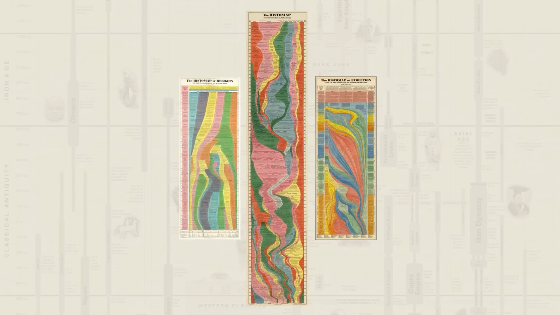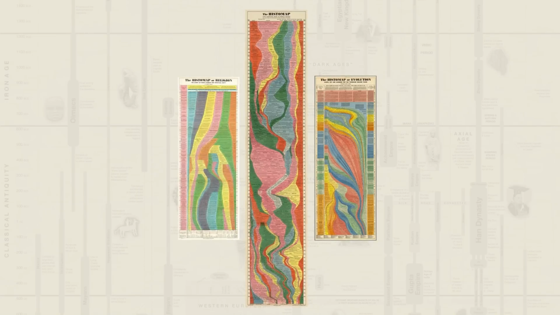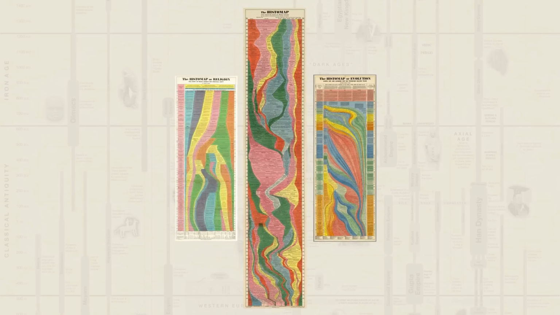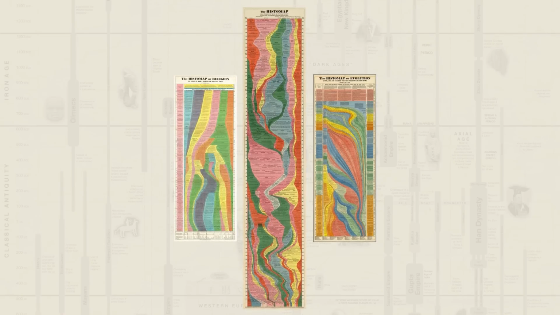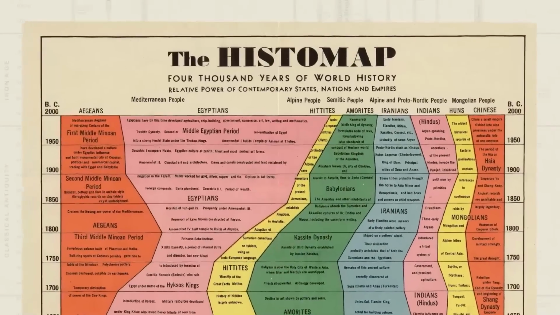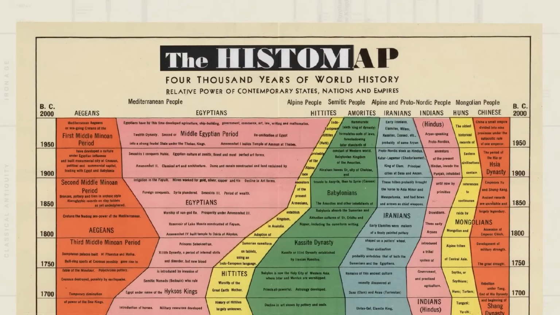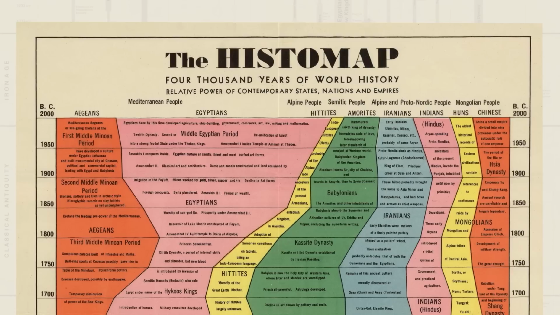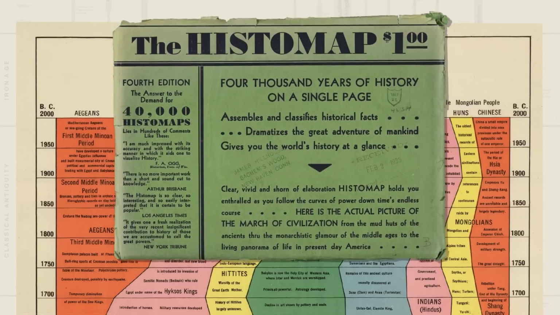From a design point of view, I think they're pretty great because of how the changing column widths give the viewer a sense of how things change over time. Now, if you're familiar with any of these charts, it's probably this one, which was simply called the Histomap and was subtitled 4,000 Years of World History, Relative Power of Contemporary States, Nations, and Empires. This was the first one that Sparks created and was the one that sold the best, originally for just $1.